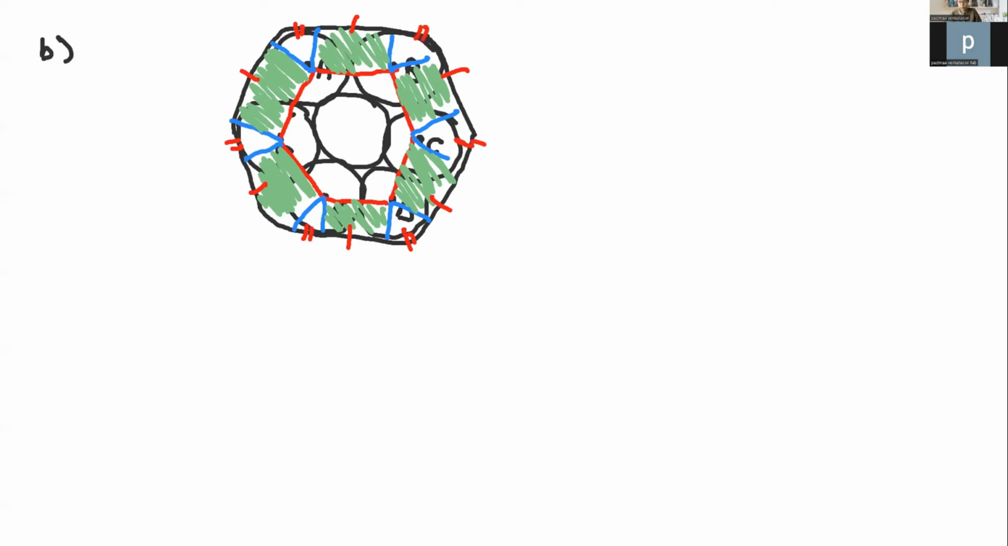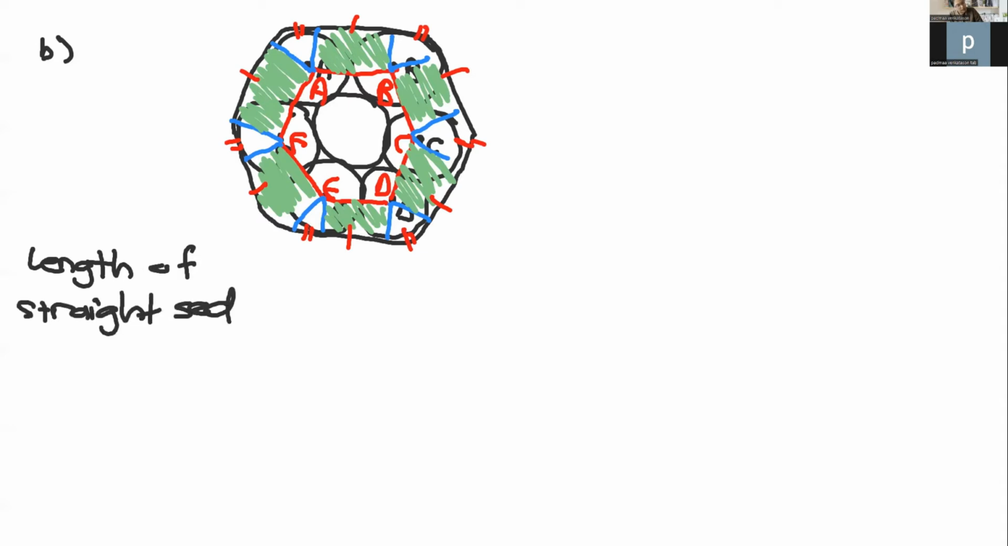Okay, so what we're going to do now is rewrite them. Maybe I can relabel my points here so it's clearer. I can label them A, B, C, D, E, and F. So I can write down the length of the straight sections here as AF plus FE plus ED plus DC plus CB plus BA.